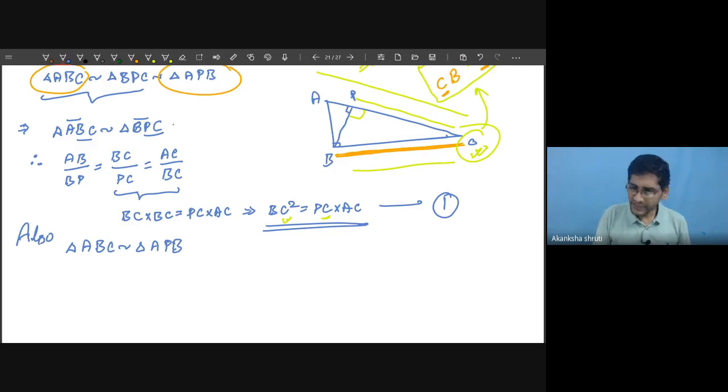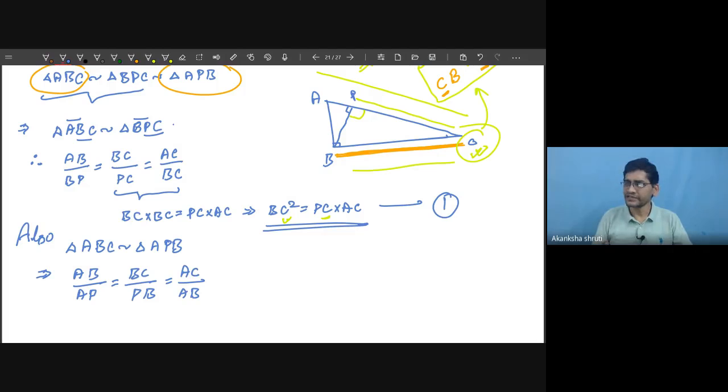Now, from this, the ratio can be written directly by observing this. No need to go to the figure again. So write it: AB by AP is equal to BC by PB is equal to AC by AB. This we have written. Is it okay? Now observe which one is able to give us a square. Observe the denominator and numerator. Here we are observing AB is in the numerator and AB here in the denominator. So I shall take the first and third here.